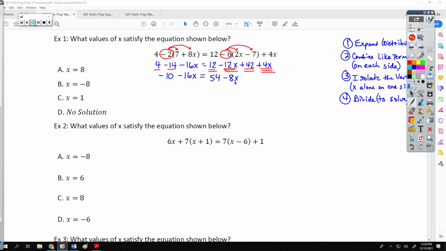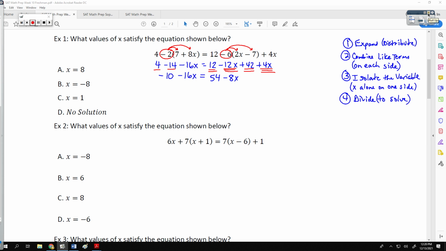So this gets us down to an expression that may or may not have up to 2 terms on each side of the equation. So our third step is to isolate the variable, which means we need to move the x to one side of the equation and the number to the other side of the equation. Now I personally like for my x value to be positive, so I would start by adding 16x to each side of the equation, but you could just as easily add 8x to each side and you would get the same answer. Now since I moved the x to the right side of the equation, at the same time I'm going to move the number 54 to the left side by subtracting 54 from each side.